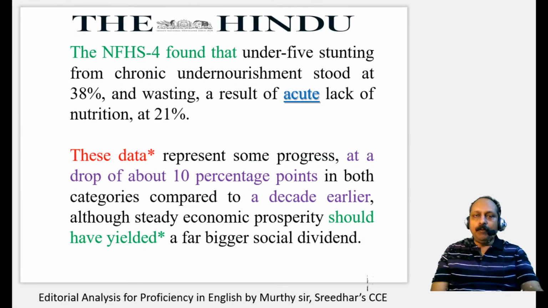The NFHS poll found that under 5 stunting from chronic undernourishment stood at 38% and wasting, a result of acute lack of nutrition, at 21%. Again, it talks about the statistical data related to one wasting, the other related to stunting. The NFHS poll found what? Under 5 stunting from chronic undernourishment stood at 38% and wasting, a result of acute lack of nutrition, at 21%.